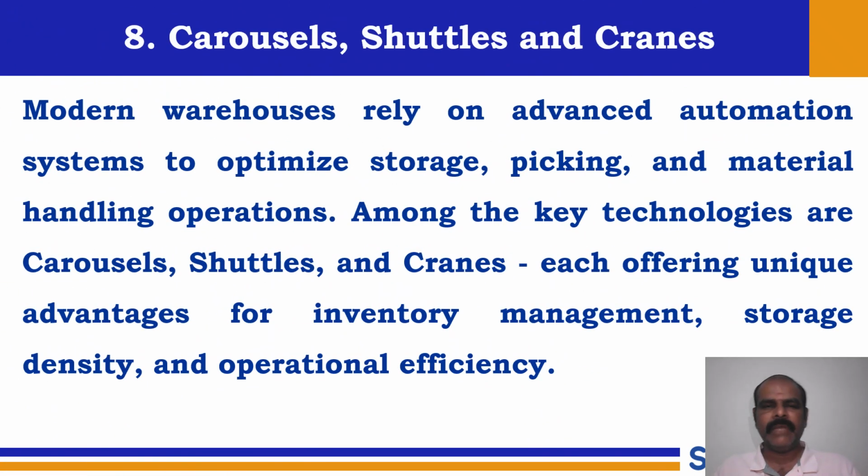As seen in the previous slide, we have carousels, shuttles and cranes. Now what is the role of these material handling systems in automation in a warehouse? What is the purpose? Modern warehouses rely on advanced automation systems to optimize storage, picking and material handling operations. Among the key technologies are carousels, shuttles and cranes, each offering unique advantages for inventory management, storage density and operational efficiency. We have two crucial activities as far as warehousing automation is considered.